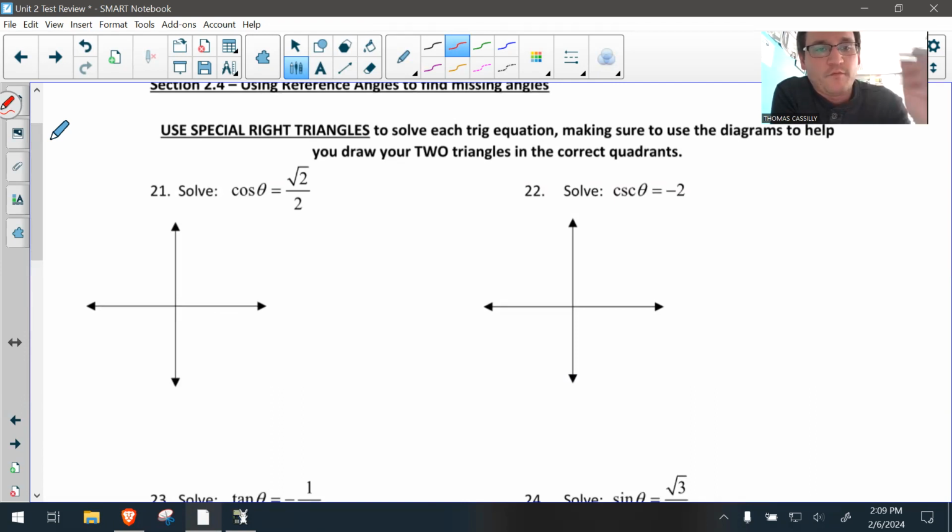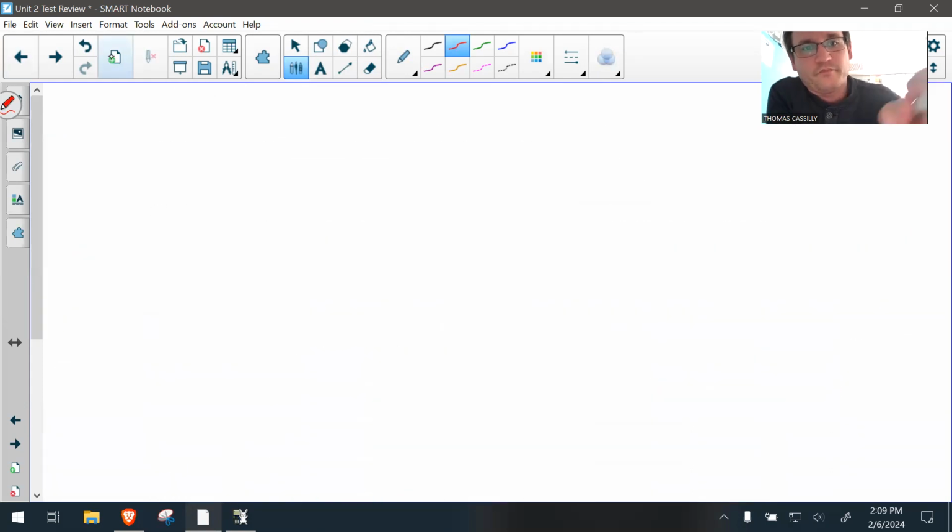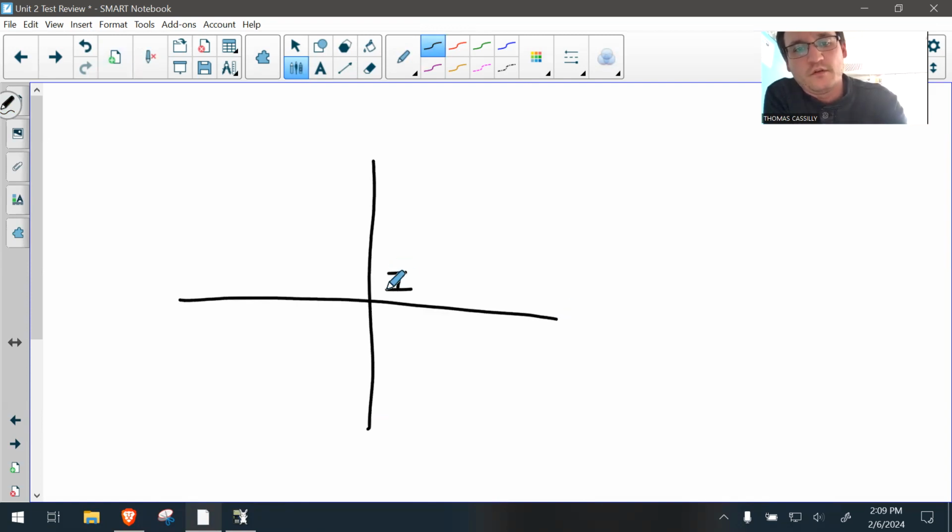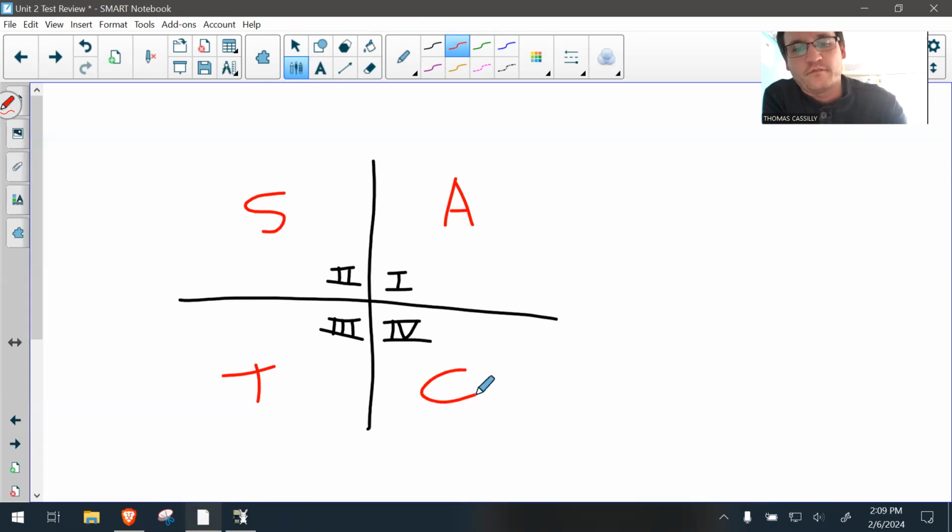So let's think about this. Before we move on, before we do this section, let's review. We have quadrant 1, 2, 3, and 4. All right, so back in 2.3, we had this acronym. It was all students take calculus. All right, so what this meant was all 6 trig functions are positive in the first quadrant. The only ones that are positive in the second quadrant are sine and cosecant. Everything else is negative. Right?